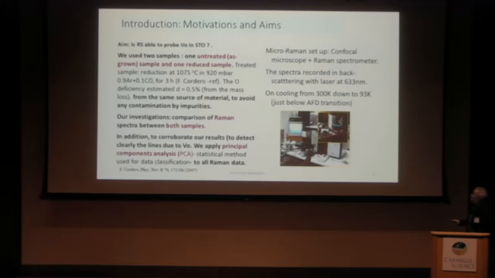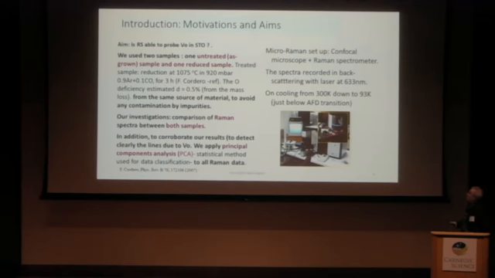For this, we use 2 samples, one untreated sample and one reduced sample. The reduction was done at a high temperature in an argon atmosphere, and we have estimated the deficiency of oxygen to 0.5%. What is important in our study is that we use the same source of material for both samples in order to avoid any contamination by impurities, particularly iron.